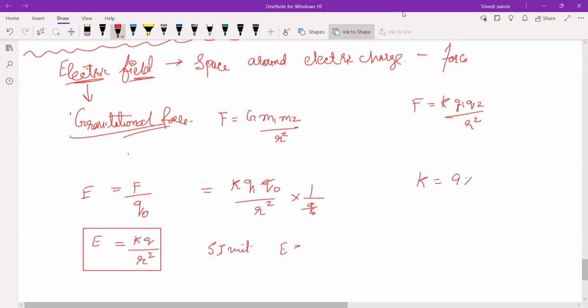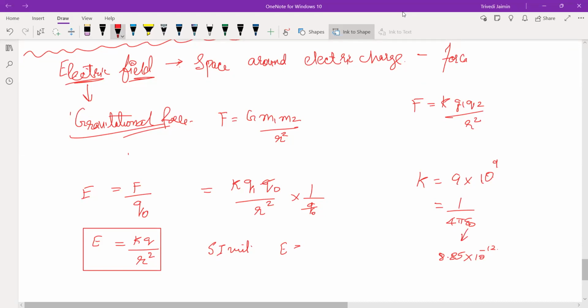K equals 9 into 10 to power 9. Last class we calculated, because it is 1 by 4 pi epsilon naught. So epsilon naught value is 8.85 into 10 to power minus 12. If we calculate this, we get 8.99 into 10 to power 9, so we round off to 9 into 10 to power 9.